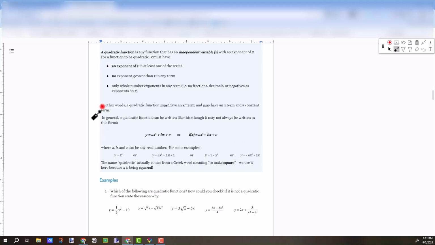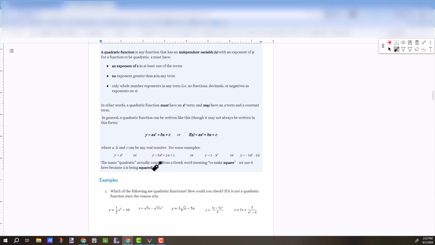In other words, a quadratic function must have an x squared term and may have an x term and a constant term. In general, a quadratic function can be written like this. This is standard form: y equals ax squared plus bx plus c, or as we looked at in the Activate section, we can use function notation and say f of x equals ax squared plus bx plus c. And remember that a, b, and c must be real numbers.